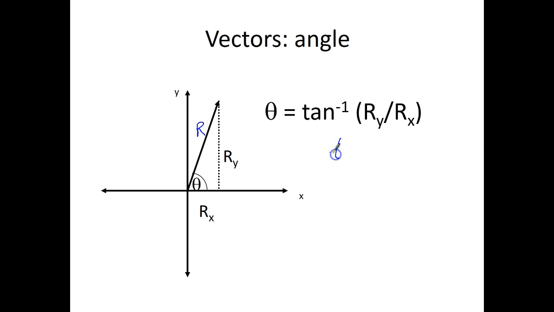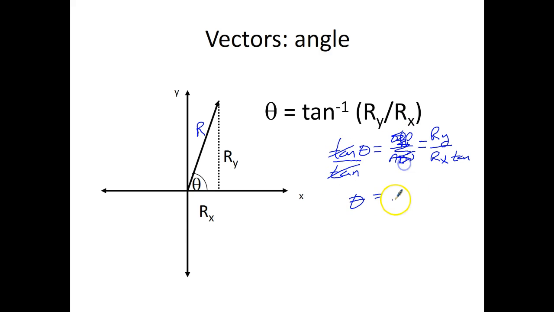And that just comes from the tangent of the angle is always equal to the opposite side over the adjacent side. And in our example here, our opposite side is Ry, our adjacent side is Rx. If I want to have the angle by itself, I have to divide both sides by tangent. When I do that, what will happen is I get the angle, since my tangents go away. Tangent 1 over tangent is really just the inverse tangent. So this is just the math of where it comes from.